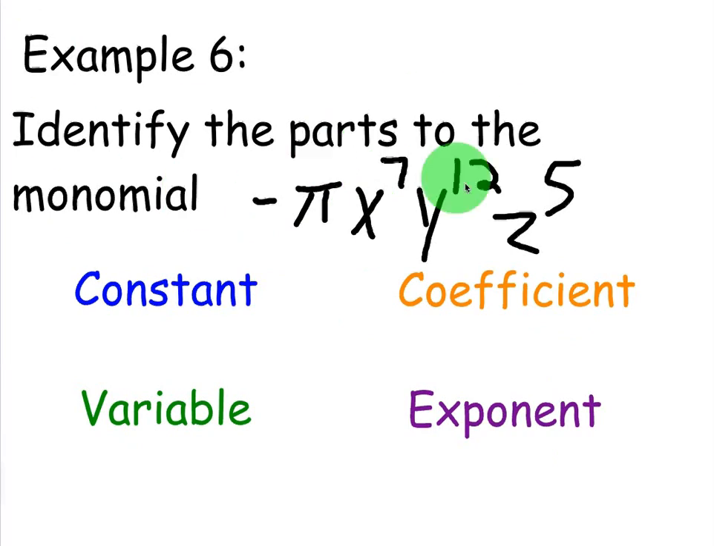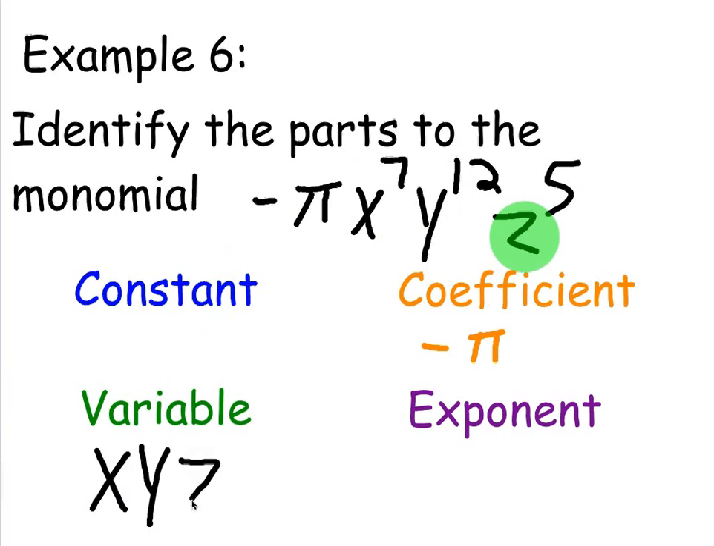Identify the parts of this monomial. We have negative pi, x to the 7th, y to the 12th, z to the 5th. I'm going to write this one out because there's a lot going on. First of all, what is the number in front of the variable? Or variables, we should say. Well, the answer is negative pi. And so for coefficient, I'm going to write negative pi. Next, really there's no constant number because there's no number by itself, and so we're not going to write anything there. Variable. We actually have 3 this time. X, Y, and Z.